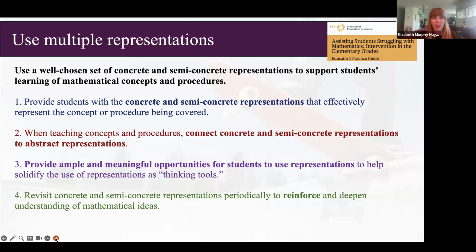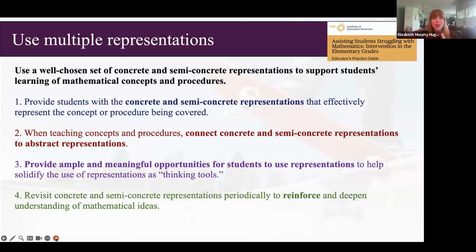So the IES practice guide. I know if you look in the corner, this says for elementary grades, and you're like, wait a second, I thought this was a secondary presentation. Don't worry, this actually works for secondary students as well. And the research supports using representations to teach mathematics to secondary students as well. But the IES practice guide, focusing on students who have challenges learning mathematics, one of the 6 main recommendations was to use multiple representations when teaching concepts and procedures.